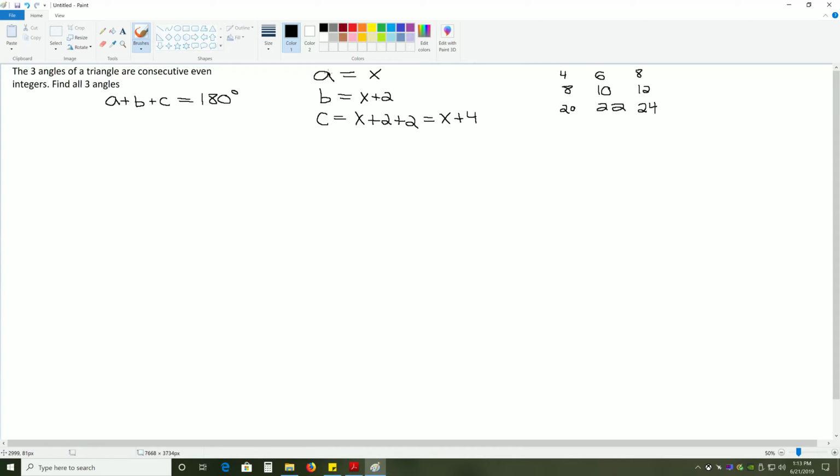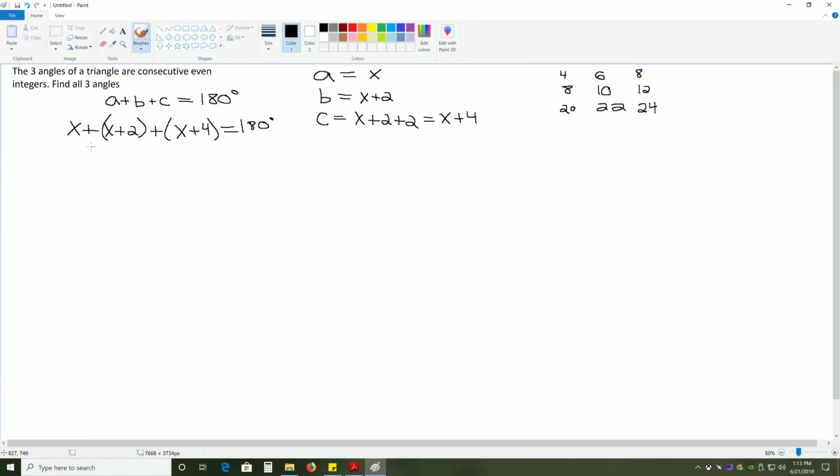So if we change A, B, and C to just these expressions involving x, we will get our one equation with one unknown. So we get x plus B, which is x plus 2, plus C, which is x plus 4, and that's equal to 180 degrees.